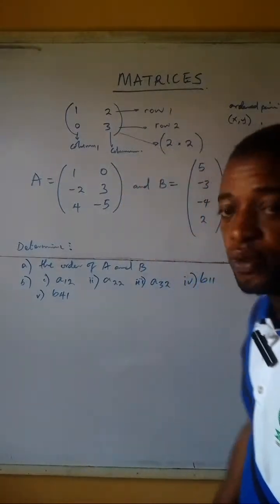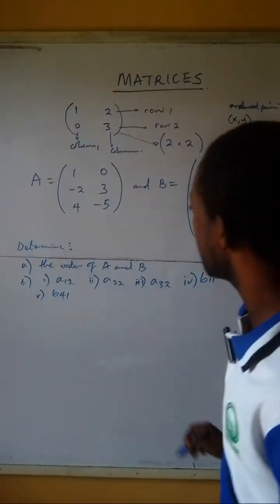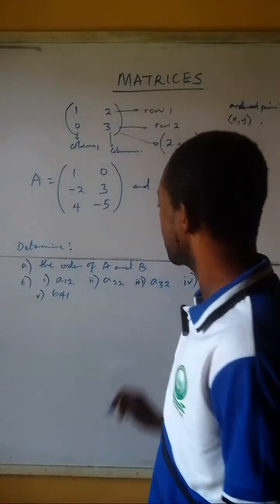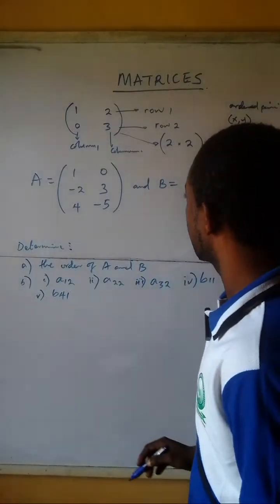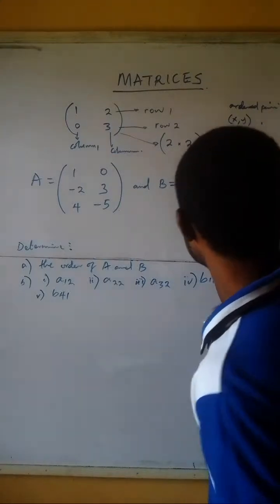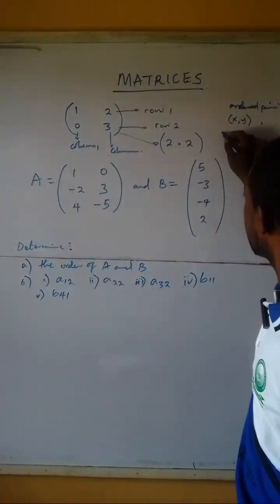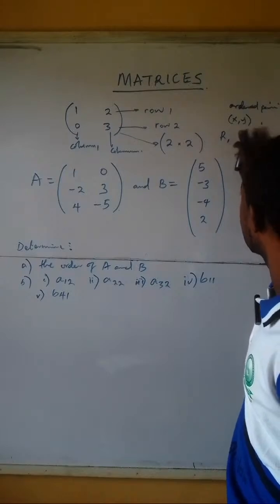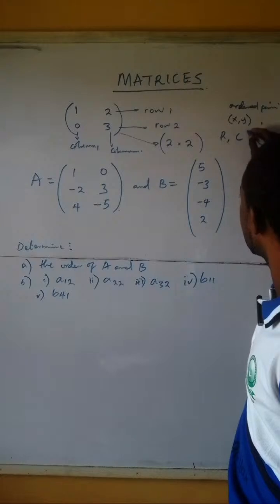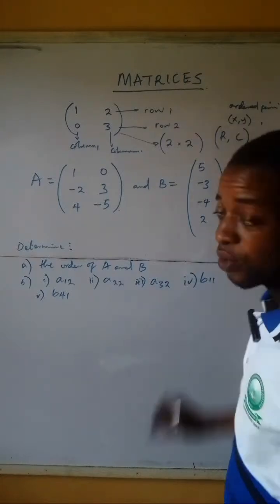So we have to determine the following now. From what we have here, the order of matrix A and B. The order of matrix A here, as we have it, that order of a matrix is usually in row, comma, column. That is, we always have row and column. That's the order of a matrix.